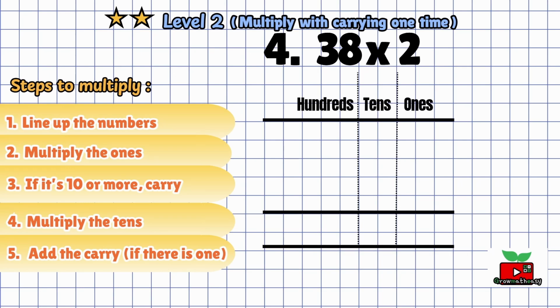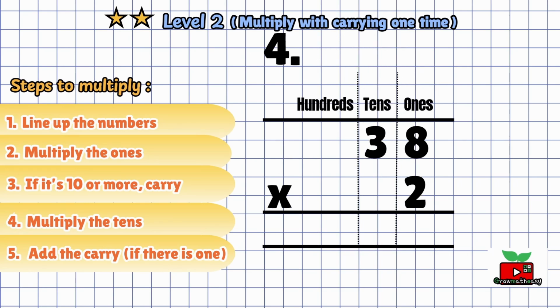Question 4. 38 multiplied by 2. First, we need to line up the numbers. Then, multiply the ones. Draw a little butterfly wing to focus on the ones. 2 times 8 equals 16. Write 6 and then carry 1. Then, multiply the tens. Draw another little butterfly wing to help focus on the tens. 2 times 3 equals 6. Remember to add the carry. 6 tens plus 1 ten equals 7 tens. So the answer is 76.